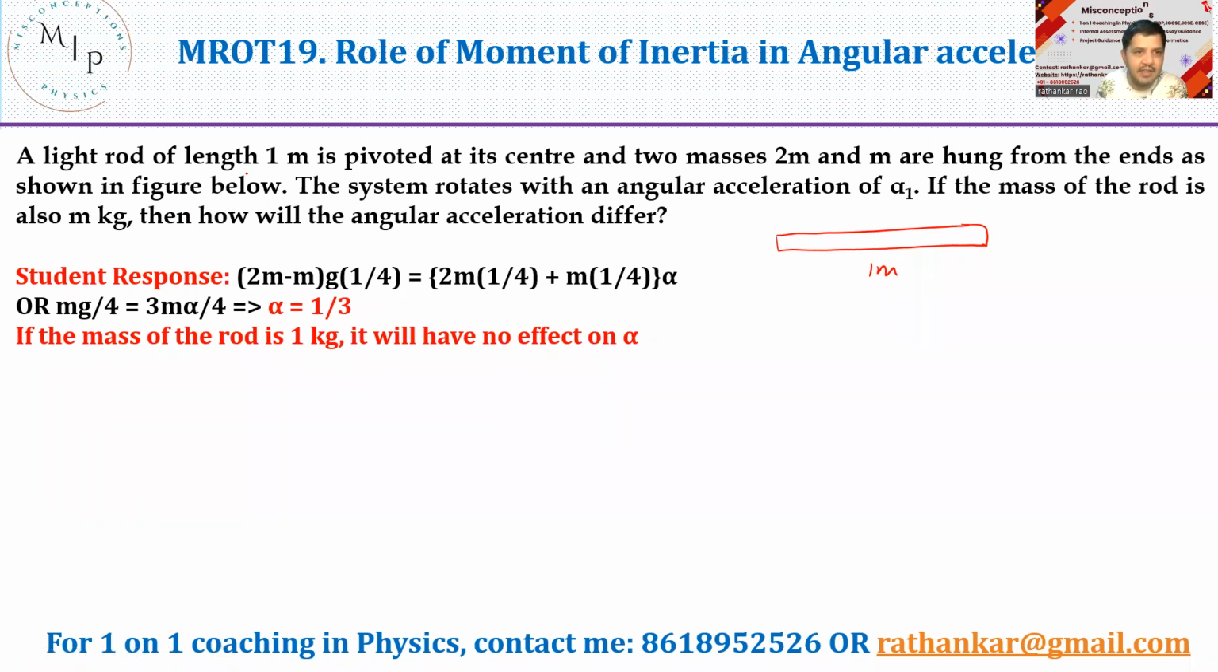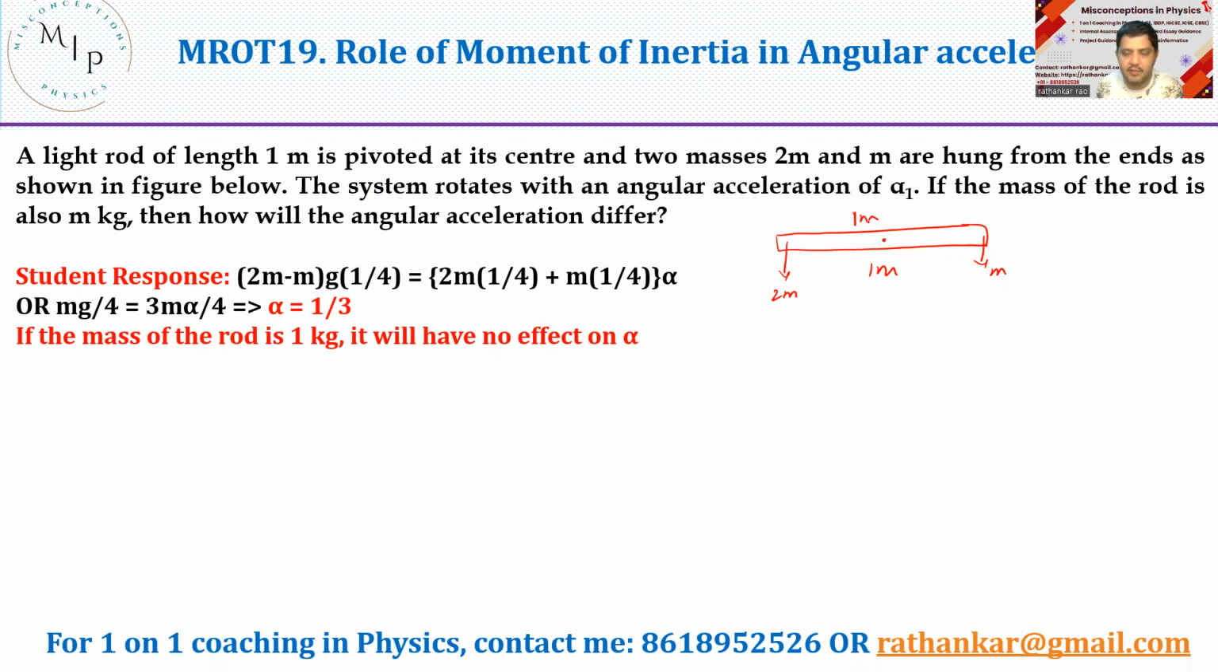A light rod of length 1 meter is pivoted at its center, and two masses 2m and m are hung from the ends as shown in the figure. 2m is hung here and m is hung here. The length of this rod is 1 meter. The system rotates with an angular acceleration of alpha 1.